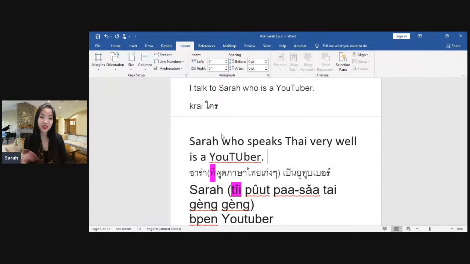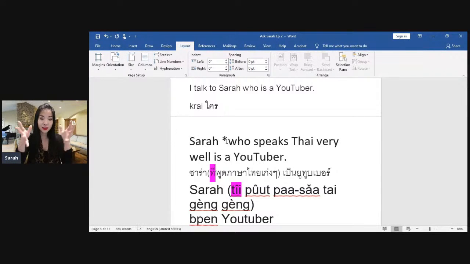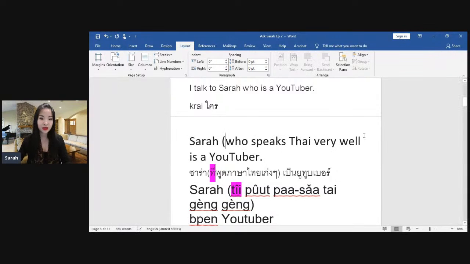But this is a complex sentence because it's not just like I love you. I love you is a simple sentence. I love you and you love me, that's a compound sentence, right? This one is a complex sentence. Sarah who speaks Thai very well is a YouTuber. So the main clause, the main sentence, is Sarah is a YouTuber, and who speaks Thai very well is a clause to modify Sarah, and before that clause is the relative pronoun. This one. Okay.